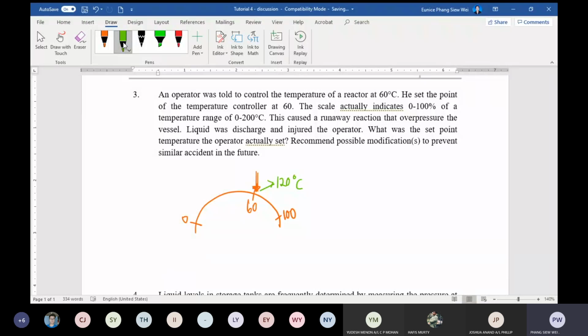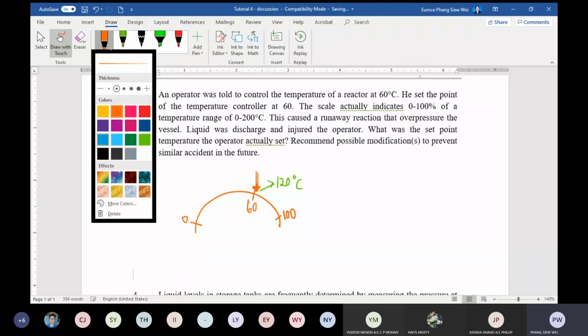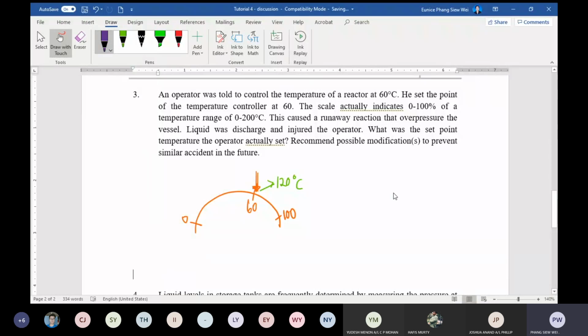So if you are the engineer, and now your boss says, I don't have money to buy a new controller. This is what you have. What are you going to do? The easiest way: fire him. No, you can't fire your boss. Only your boss can fire you, by the way.